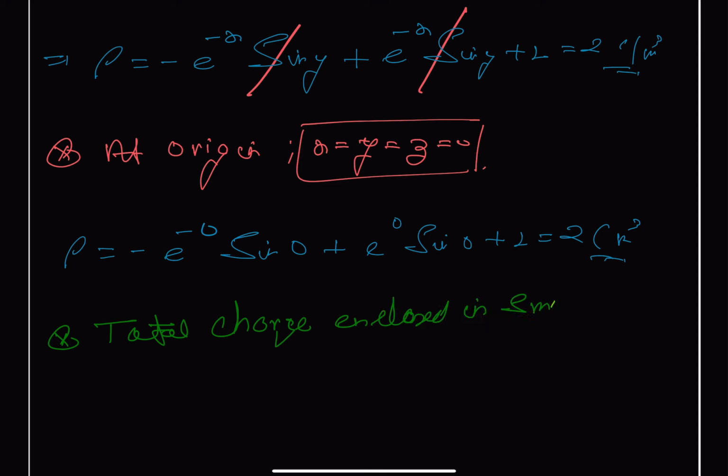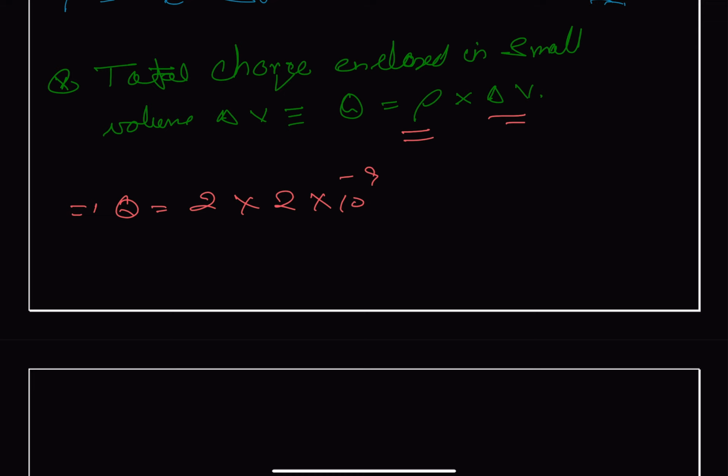Now we know our delta V, therefore we can say our charge Q will be equal to 2 into 2 into 10 raised to power minus 9, which gives us 4 into 10 raised to power minus 9, giving us 4 nano coulomb, which we were supposed to find out. So we got this as 4 nano coulomb.